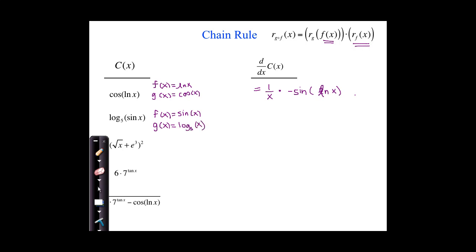Logarithmic derivatives: the natural log of x's derivative is 1 over x. Log base 5 of x is just a multiple of that. It still involves a 1 over x in the denominator, although, here I'll write this, g prime of x is going to have an x in the denominator. What else is in the denominator besides an x? Yeah, natural log of 5.